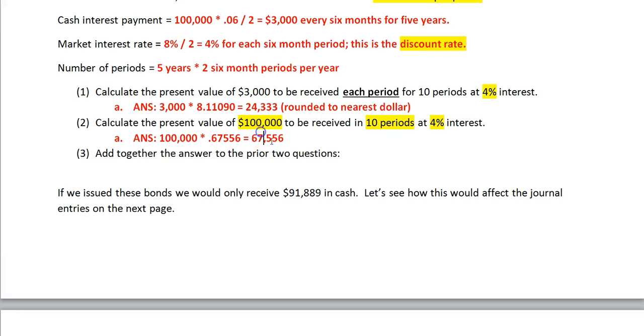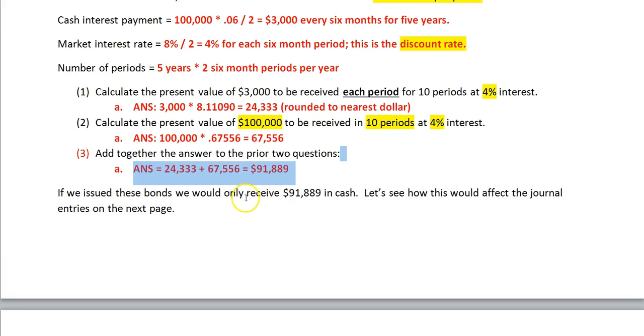Notice it got discounted quite a bit because it's dragging back 10 different periods at a 4% interest rate. Now the total value of the bond is going to equal the net present value of all its cash flows. So we're going to add these two together and that'll give us the value of the bonds.